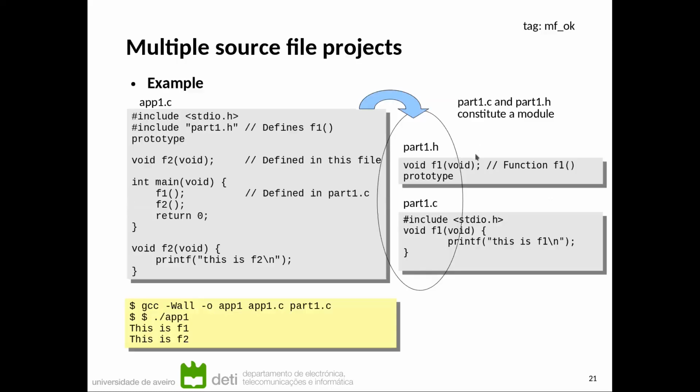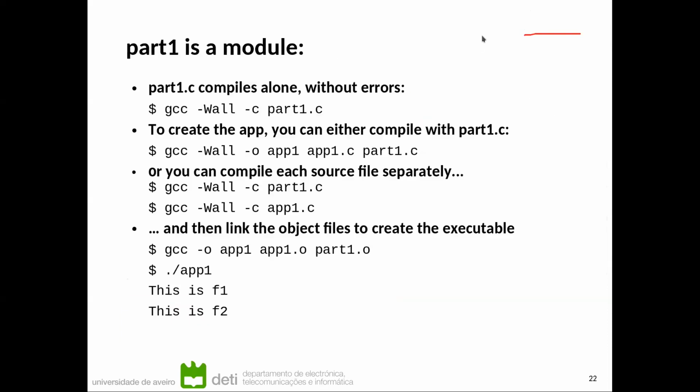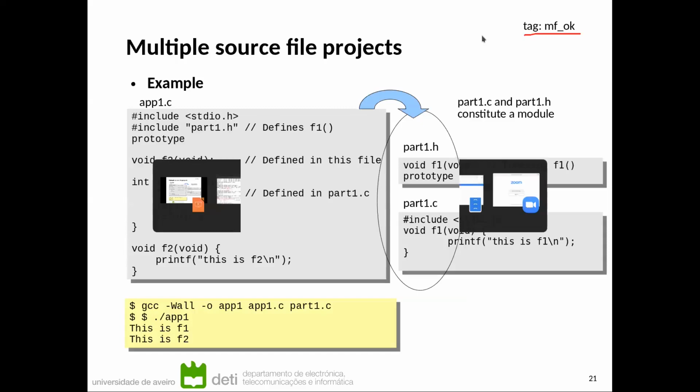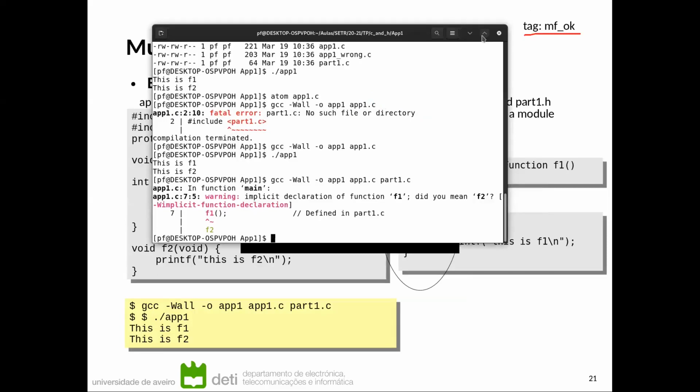So if you do that on this example, what I'm missing is this part1.h file. And in this way, part1.c and part1.h are a module. And now this is what was missing in the previous slide. You have here a tag called mef_OK, and this is used if you want to practice this at home. This example corresponds to the tag mef_OK.